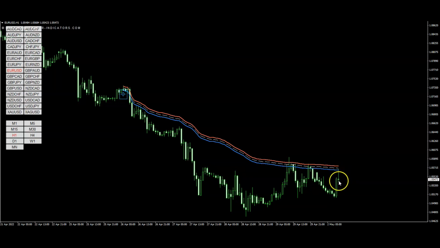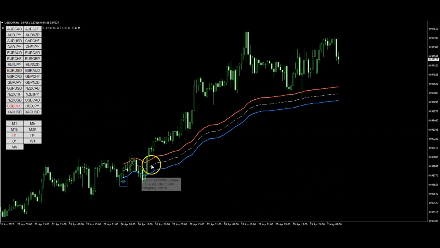What you want to see is the price to test inside the bands and to fall back into the overall trend. In this case we could go short when the price starts to fall, and place a stop loss above the upper band. Here is another example.